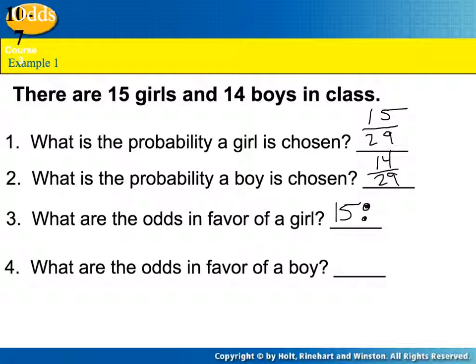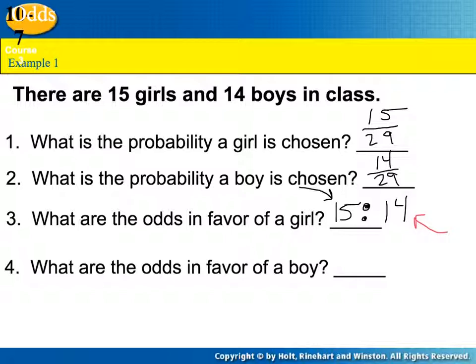Well, it's 14, so my ratio of odds in favor is 15 to 14. Odds in favor of girls is 15 to 14. I don't have a total there. That total is only in probability. What I'm looking for is the number of correct for my favor and the number of incorrect. There are 15 girls. That's my correct number. 14 boys. That's the incorrect number.